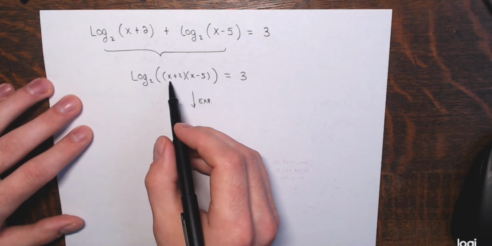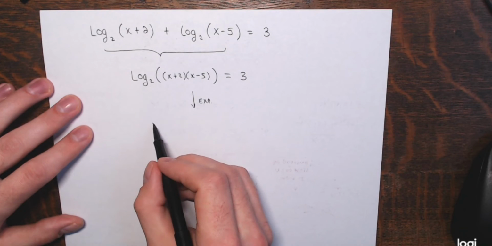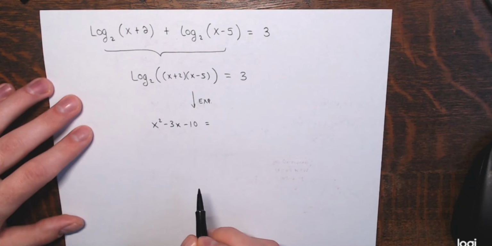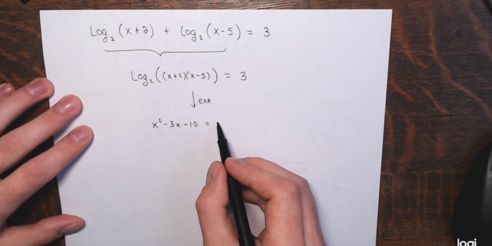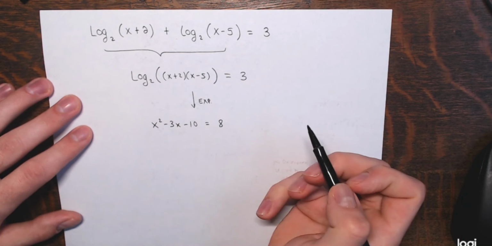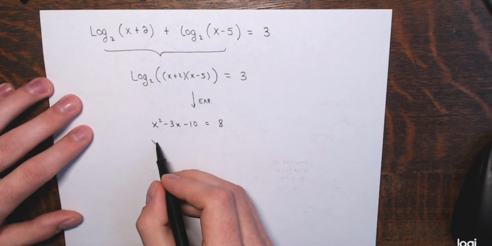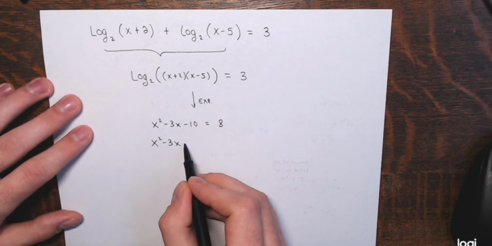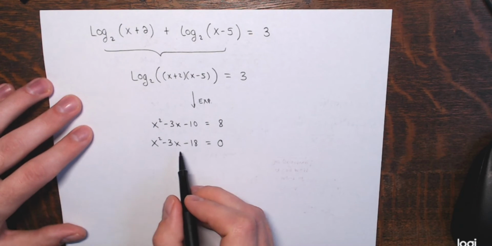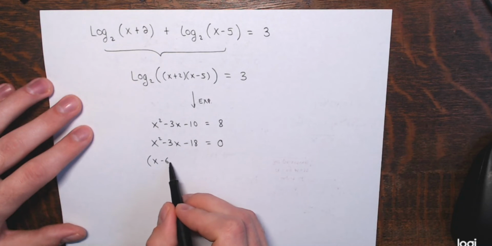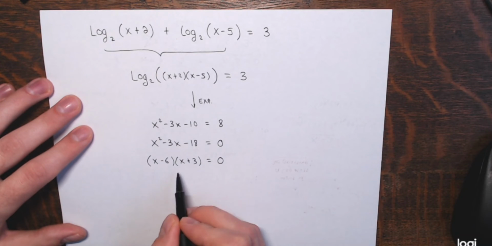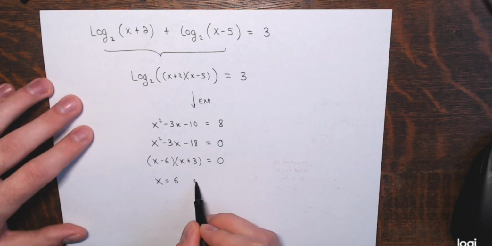Now x plus 2 times x minus 5, when you multiply those, that would be x squared minus 3x minus 10. Right. Equals, and then 2 to the third power is 8. So I'm just going to write 8 on the other side, but that's 2 to the third power. And then subtracting 8 from both sides, I now have x squared minus 3x minus 18 equals 0. And this is factorable. This actually factors to x minus 6 times x plus 3. And this will only be equal to 0 if x equals 6 or negative 3.